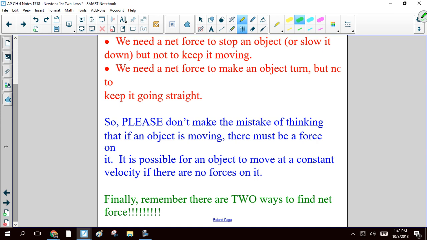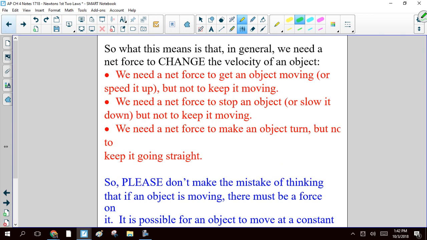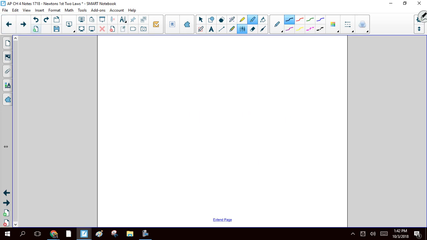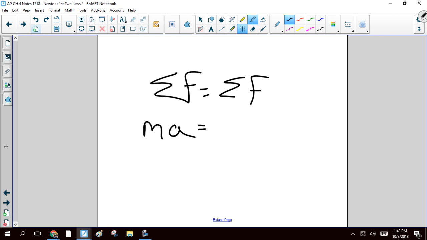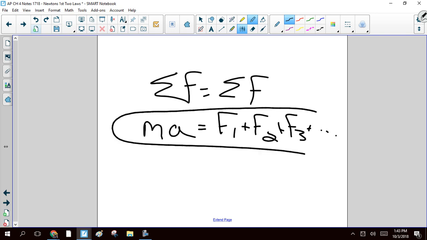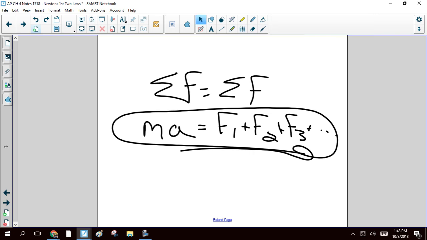And finally, remember there are two ways to find net force, right? That's what I was talking about here with the whole net force equals net force, right? You can find your net force by doing mass times acceleration, or you can do it by adding up all of the forces on your object. Okay? This is going to be our jam for the next probably 3 chapters, okay? So, there you go. Super quick crash course. If that was too fast or too rambly, please go back and review those honors videos, okay?